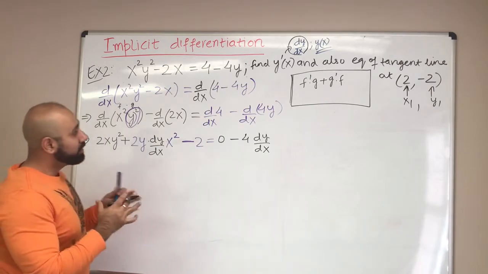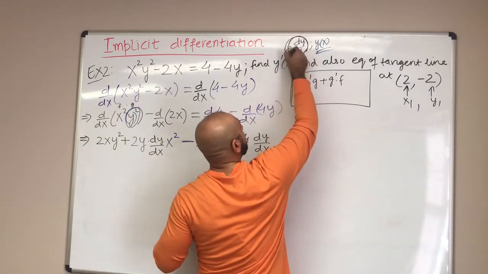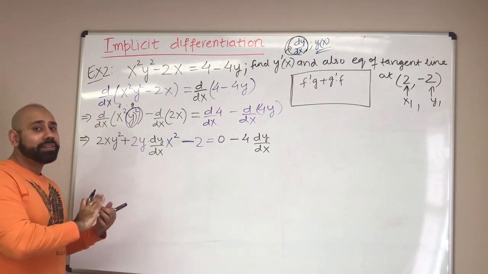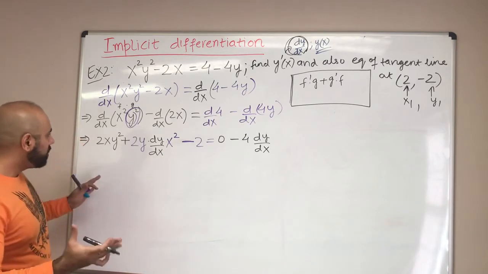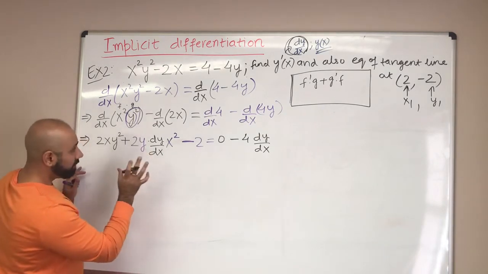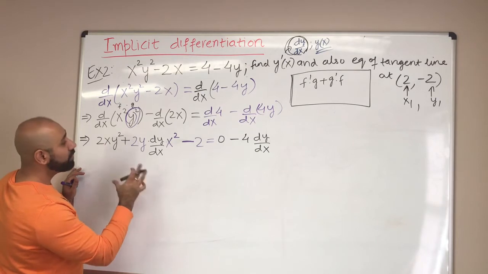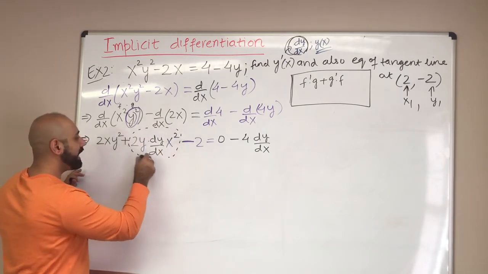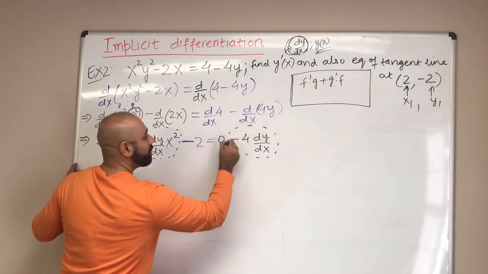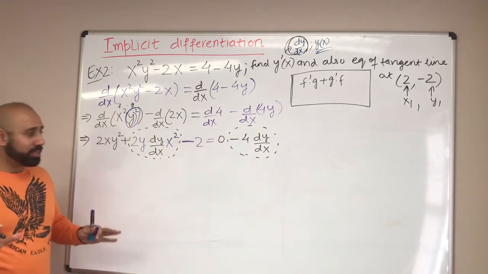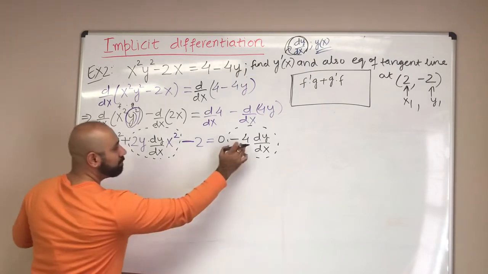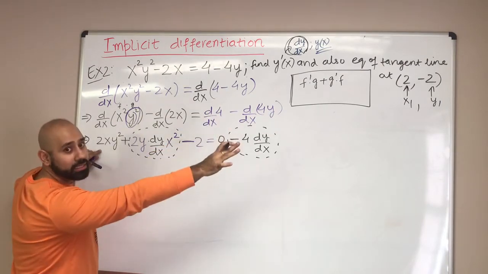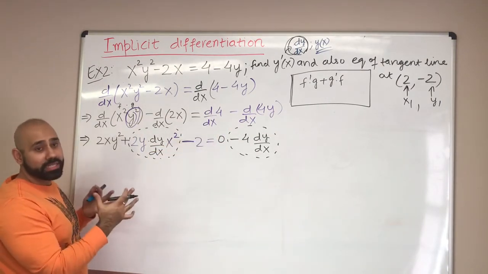Now, again, let us remind ourselves, what are we trying to find? We're trying to find dy over dx. That means we should have dy over dx terms on one side and everything else on the other side. So I'm going to first figure out which terms have dy over dx in them. This is one of the terms that has a dy over dx, and this is another term that has dy over dx. Everything else does not. So I'm going to bring this term to this side, and these two terms I'm going to take to the other side, so that I can isolate the dy over dx terms.